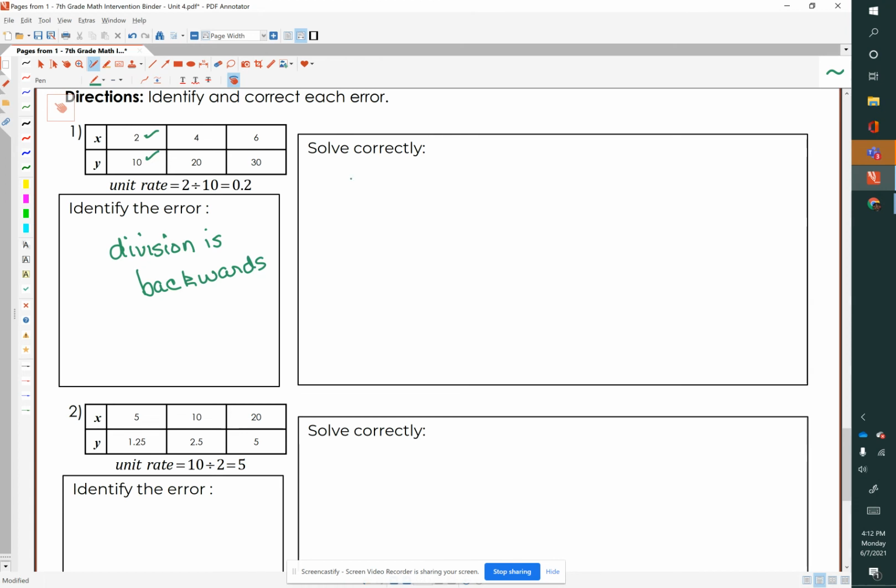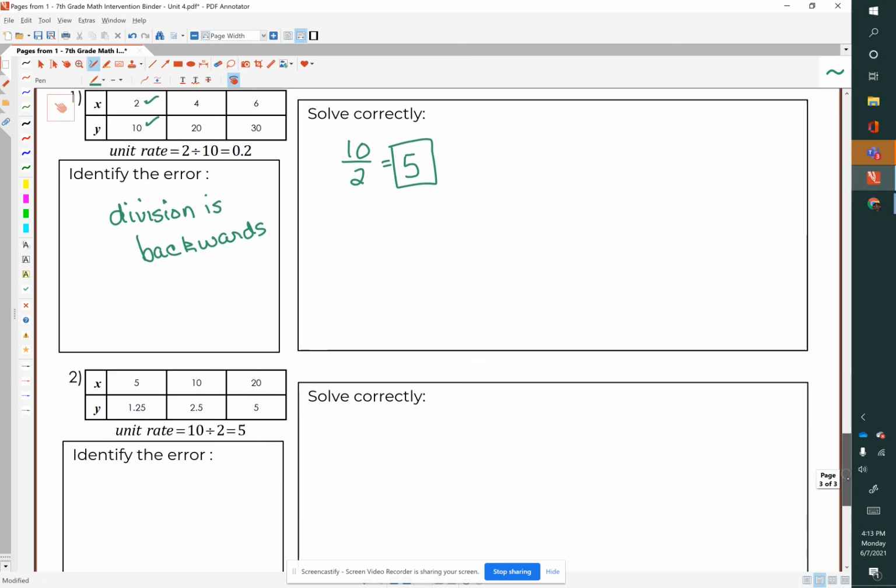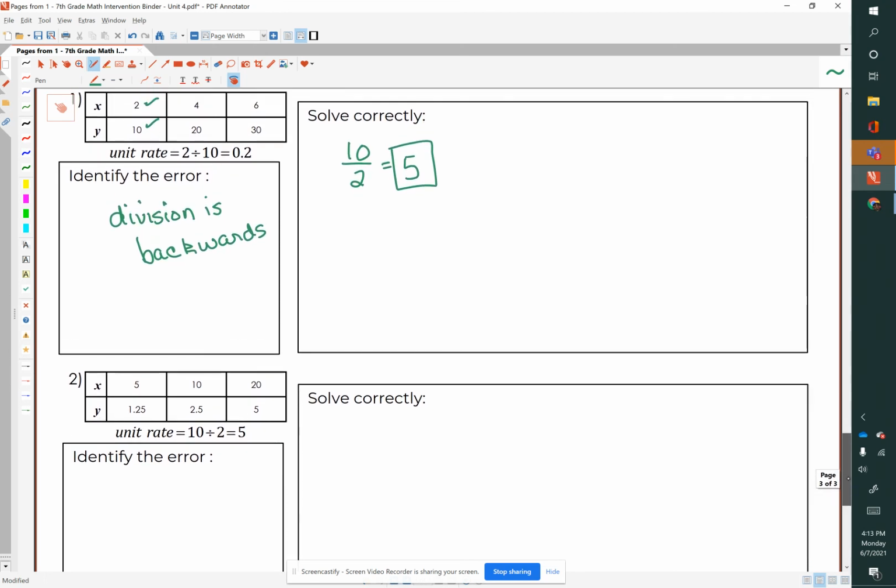So what we can do is, instead of 2 divided by 10, this is what they did that was wrong, and they got 0.2. So we're going to do 10 divided by 2. We use a fraction, which equals 5. So the unit rate is 5. And if we were to use the change in X over the change in Y, we would have the same answer.